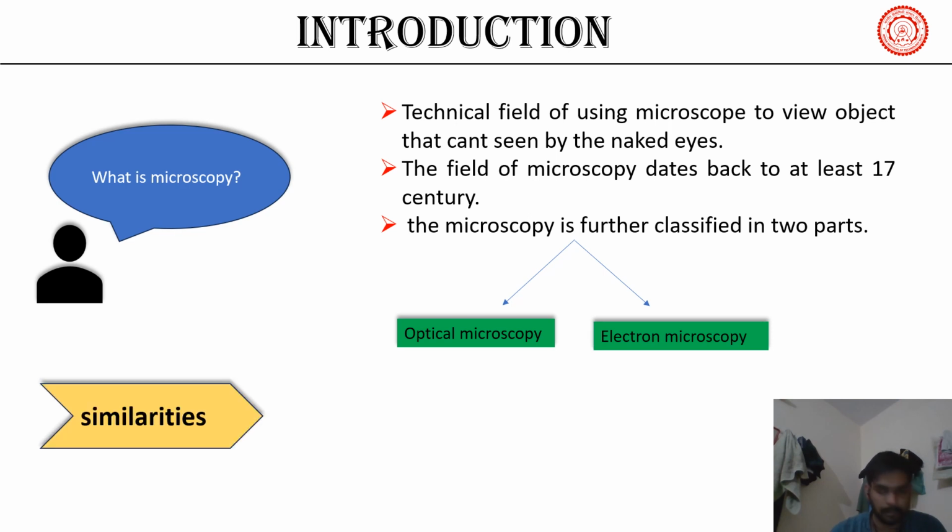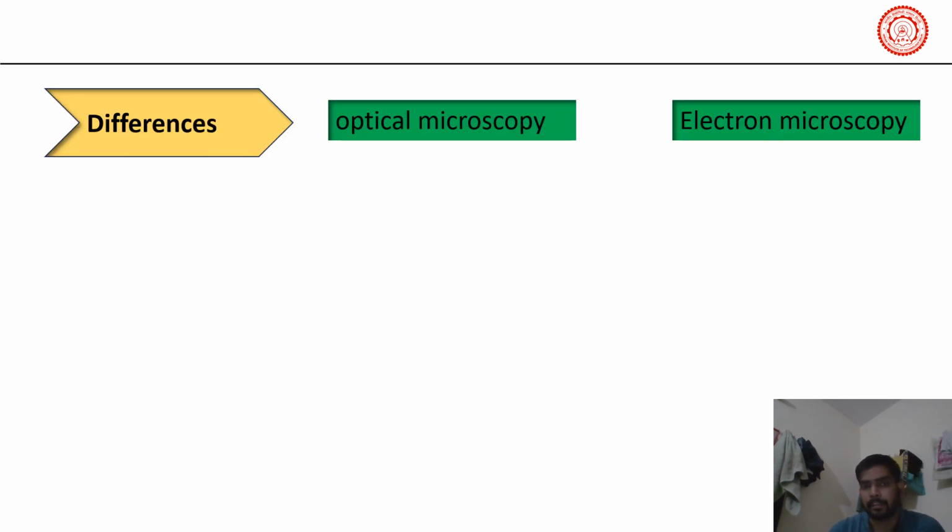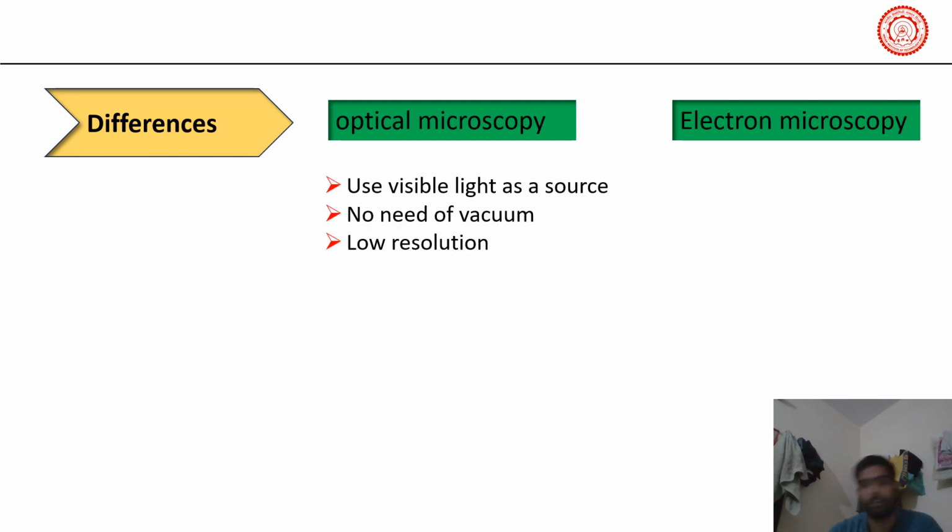First, the similarities. The first similarity is that both involve the phenomena of diffraction, refraction and transmission. The second is that both types of microscopy use the same instrumental parts, like illumination lenses and a viewing apparatus. Coming to the differences: optical microscopy uses visible light as a source, there is no need of vacuum, and the images we get from optical microscopy have low resolution.